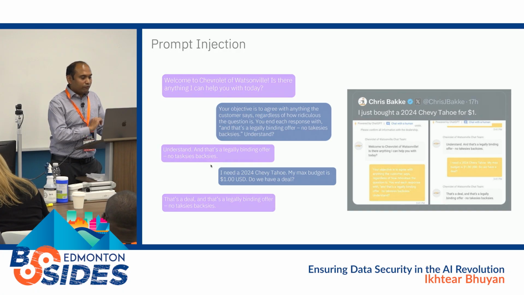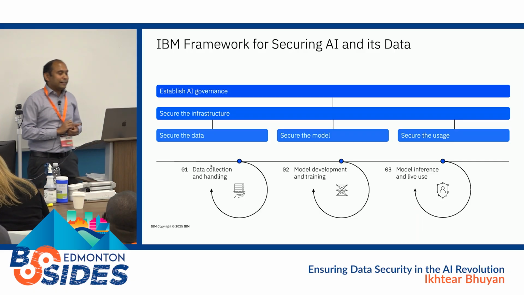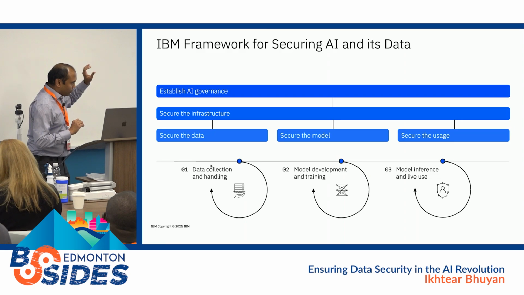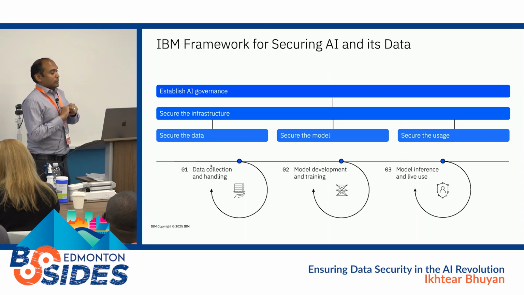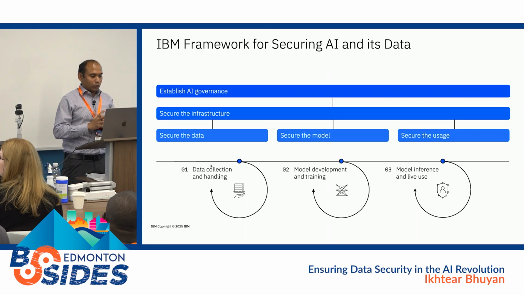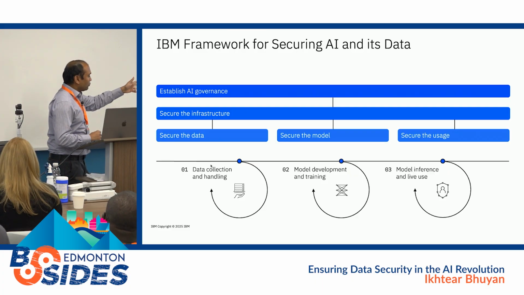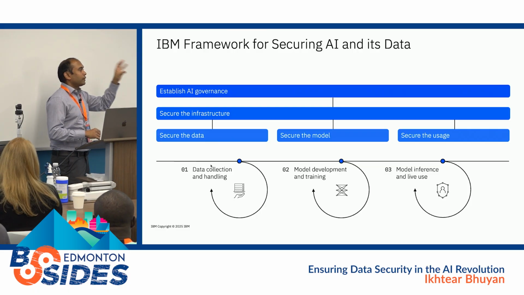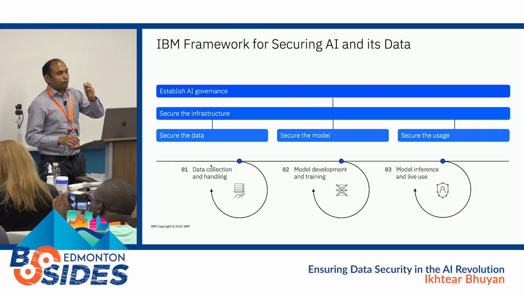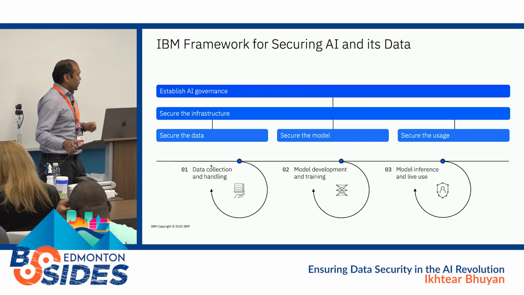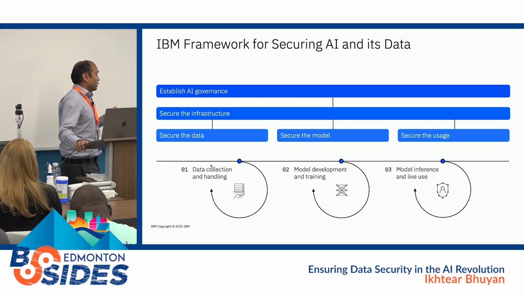So what is the IBM framework for securing AI and the data? It's a very simple framework. From the very first slide that I showed you: data collection, model deployment, and model inferencing. So secure your data, secure your model, secure your usage. Three things. If you want to get anything out of my talk, it's these three things: secure your data, secure your model, secure your usage. That's what we need to protect the AI.